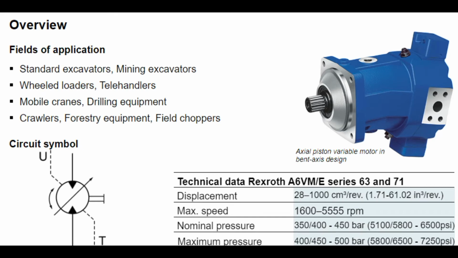The A6VM Series 71 variable motor comes in 6 different sizes, from 60 to 250 cubic centimeters. Depending on size, the motors have a maximum speed range of 1,600 to 5,555 revolutions per minute at a nominal pressure of 400 or 450 bar, with temporary maximum pressure between 450 and 500 bar.